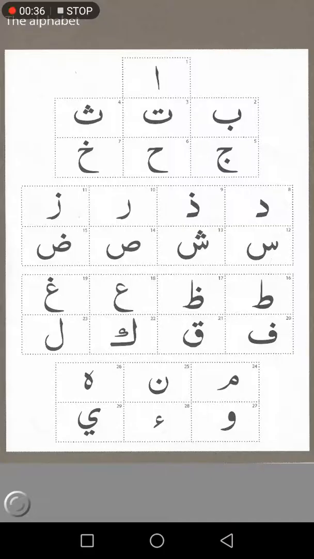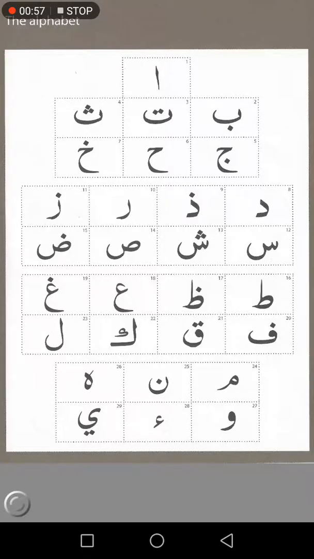There's 7 of these. These should be memorized and understood. They're always read full mouth, regardless of the haraka that is on top of them or below them, or whether they've got a sukoon or a shadda. They're always read full mouth. I can't emphasize that enough.